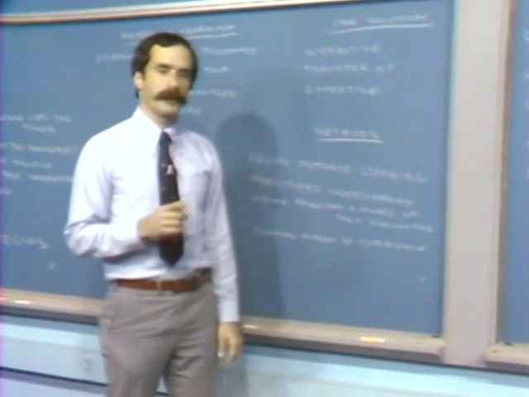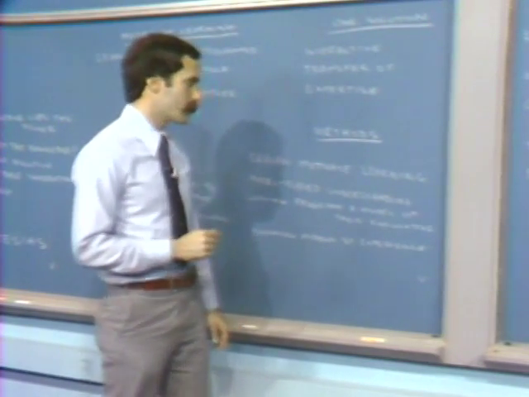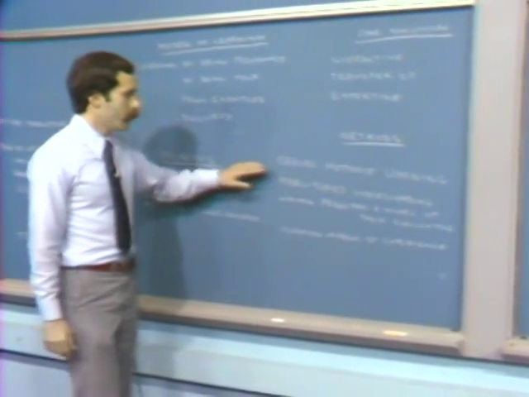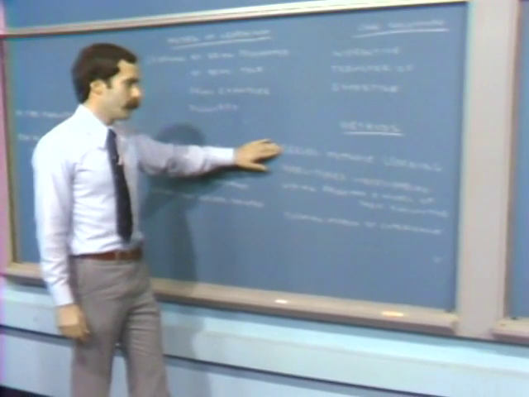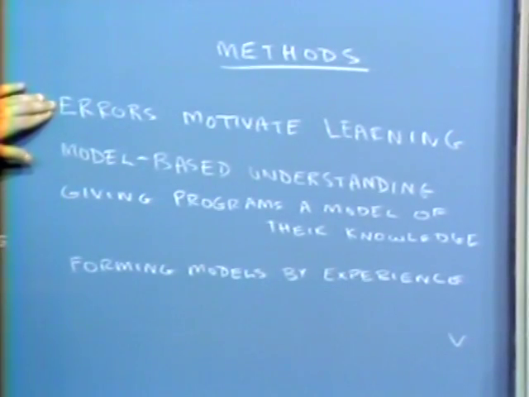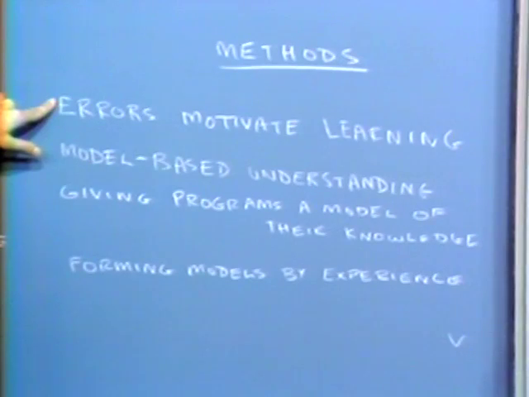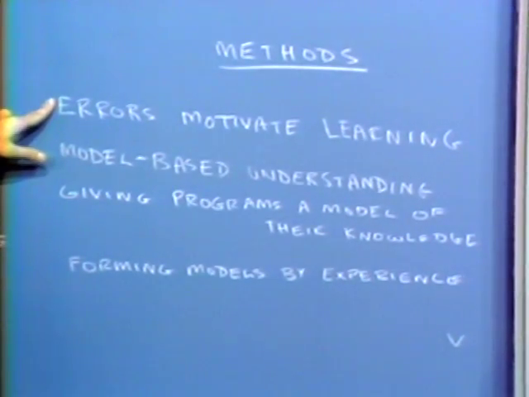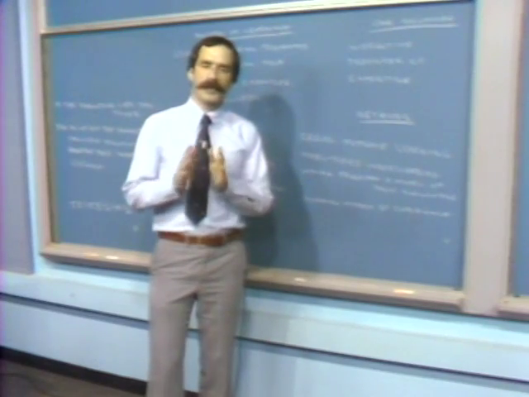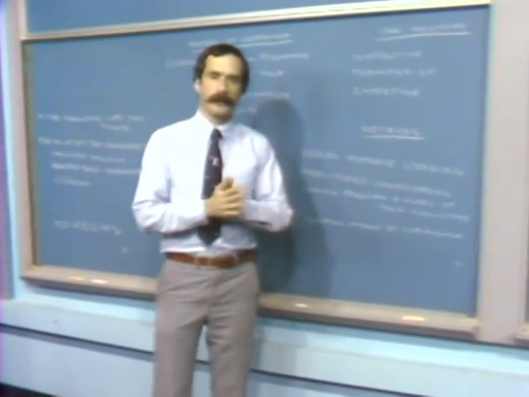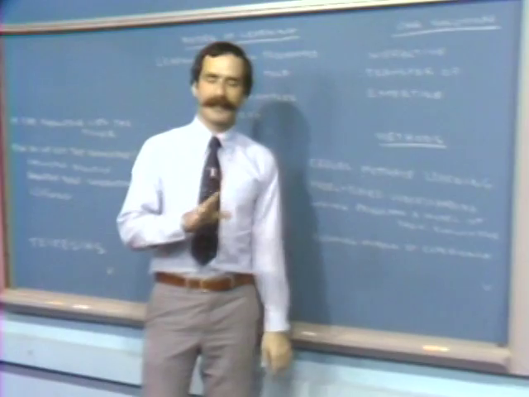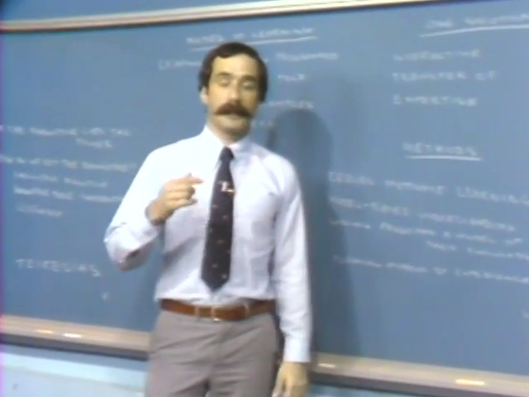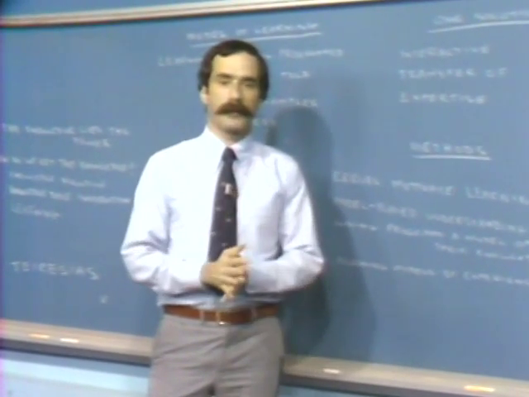Now, as a kind of preview of what's coming up in the example that we're going to work through, let me show you some of the basic ideas that TEIRESIAS is going to use. First of all, we have here the notion of errors motivating learning. And what I mean by that is that it turns out, as we'll see, to be very effective to use a mistake that the performance program makes as a way of motivating the acquisition of new knowledge. What we're saying is, let's put the performance program to work on an interesting example. Let's see how it works. Let's see, in particular, if it makes a mistake, because that can be very revealing.